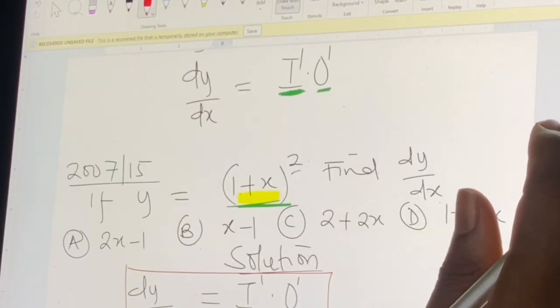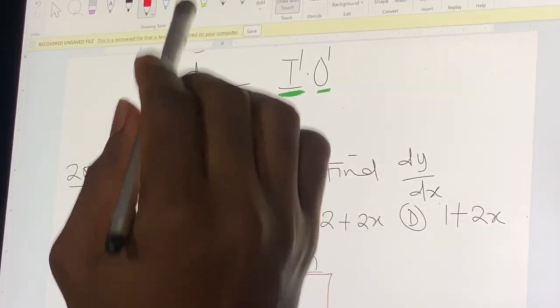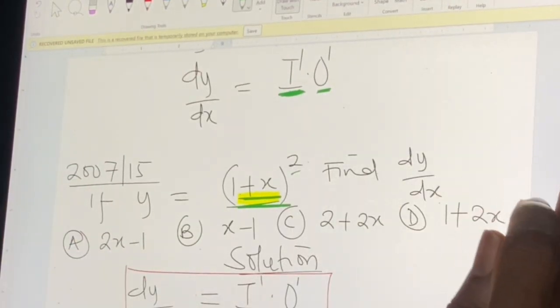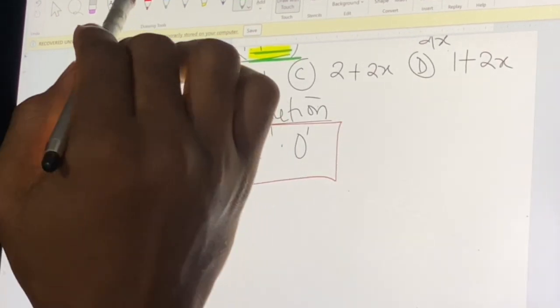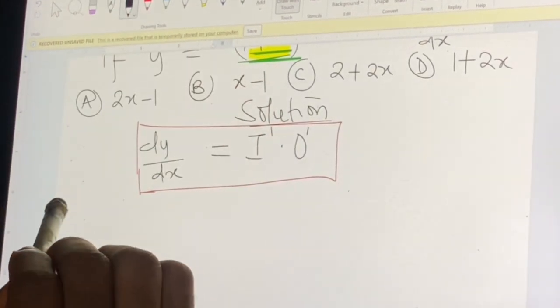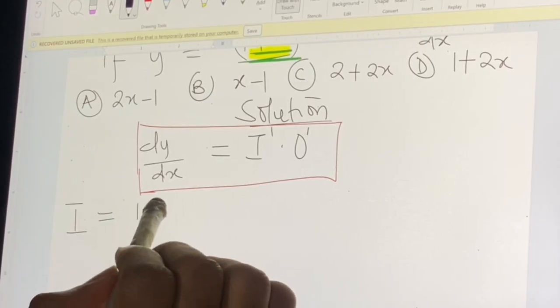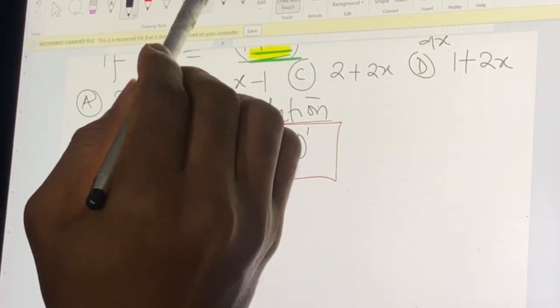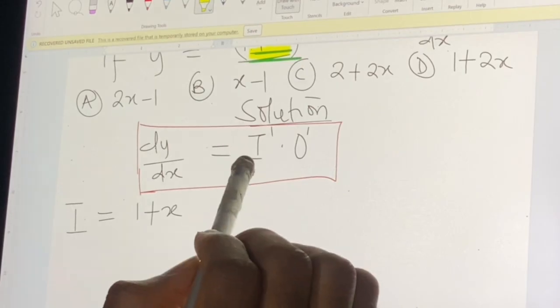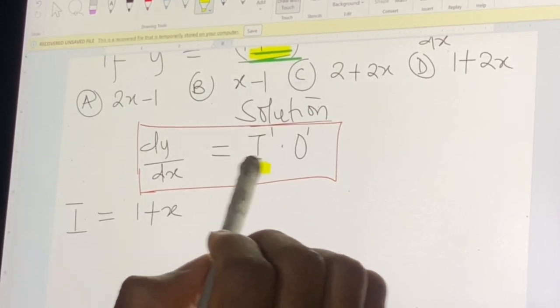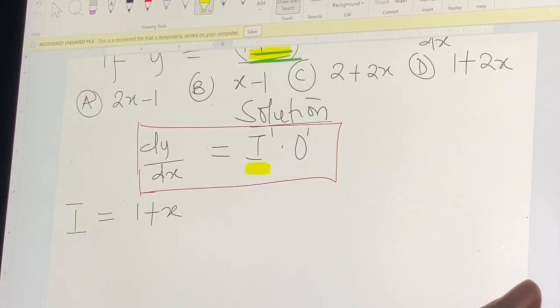The inner is the expression inside. So the inner here is 1 plus s. Please take note. So our inner is 1 plus s. But if you look into this formula here, what we have here is inner derivative, not inner.